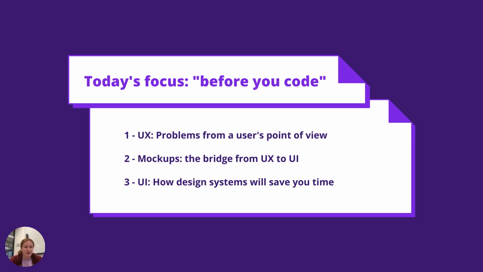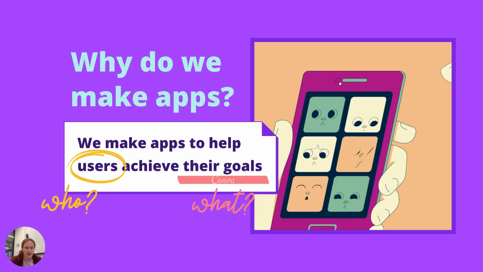So today we're going to focus on the UI UX work that happens before we start coding. How do we make an app idea into an app reality that then we can go and build? So three things we're going to look at. First, from UX, a bit of basic UX about how we can look at a problem from a user's point of view. Then we're going to look at mock-ups as how we can start to move from UX to UI. And then we're going to look at how design systems can save us a lot of time when thinking about UI.